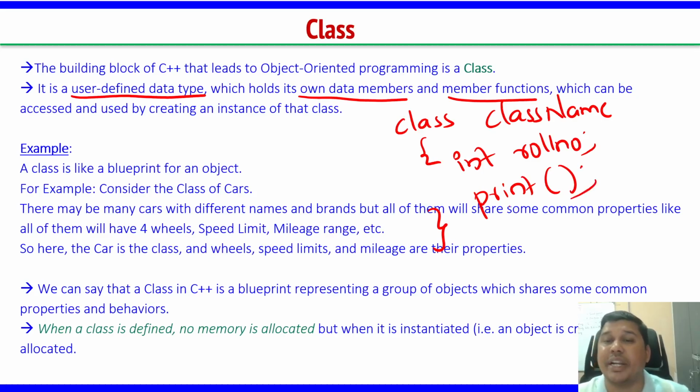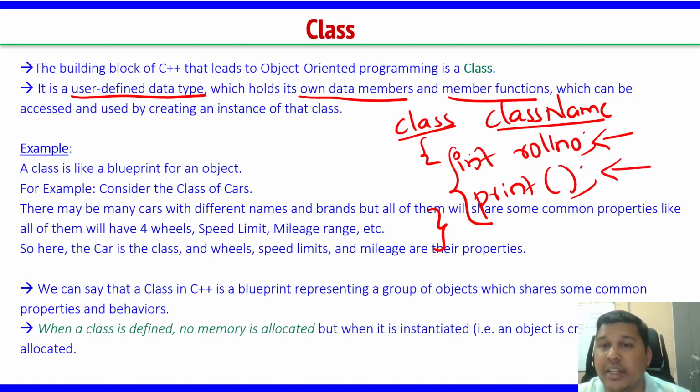I gave a function print. So this is a class. Like the struct keyword, we have the class keyword and the class name. You declare the variables and the functions. This roll number is called a member variable and this print is called a member function. From here onwards, though it is a function, we will call it a member function, and this a data member or member variable.